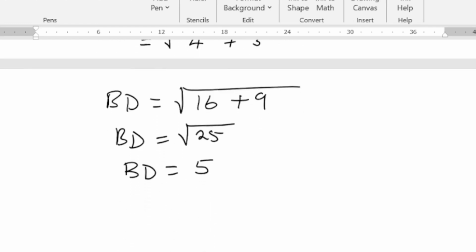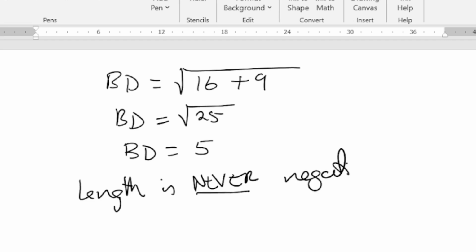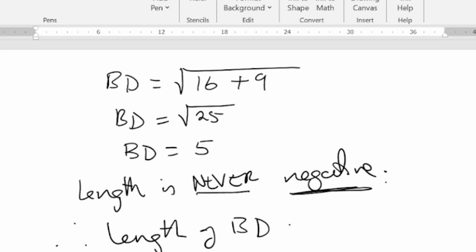Now, somebody will say, but in the others you were putting a positive and a minus. How come here you're just putting a positive straight? Remember, we are calculating the length, and length is never negative. And so we only concentrate on the positive sign. Therefore, the length of BD is 5 units. And that's our answer.